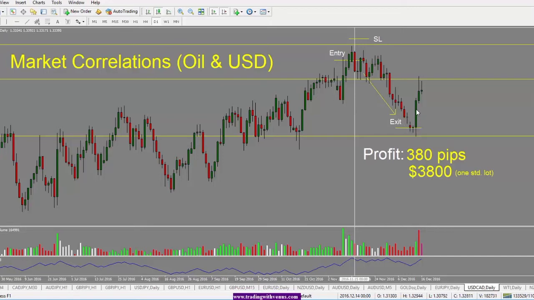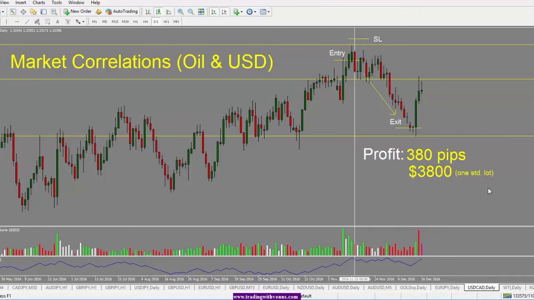And we were also coming into the Fed meeting, FOMC, right here. So the chances were really high the Fed would raise interest rates. So that's the time to get out of this trade. From entry to exit here, we have 380 pips in this trade, or $3,800 if you're trading one standard lot.